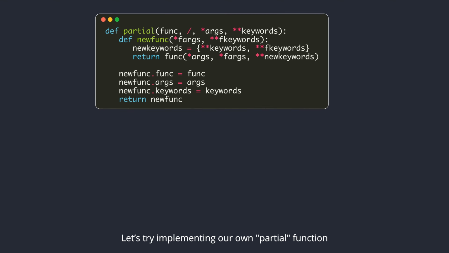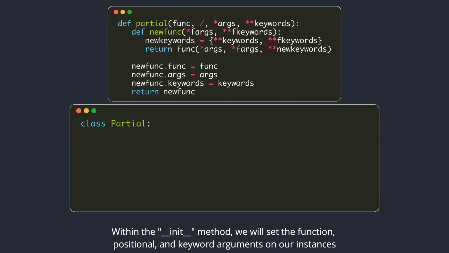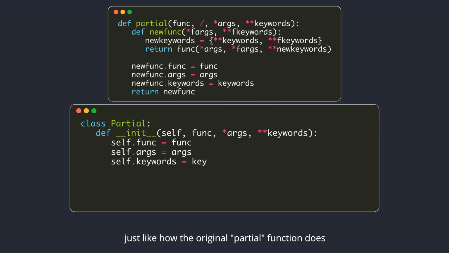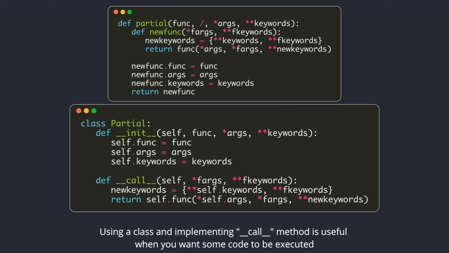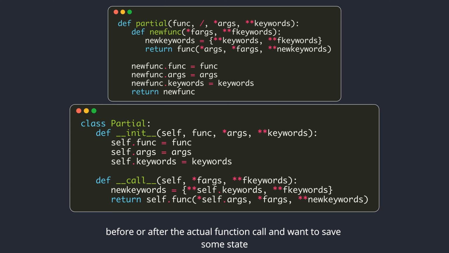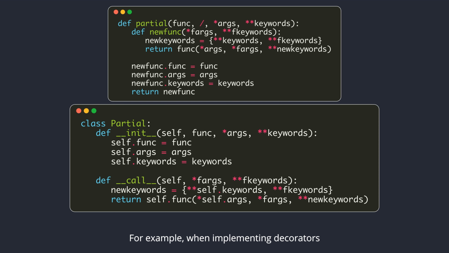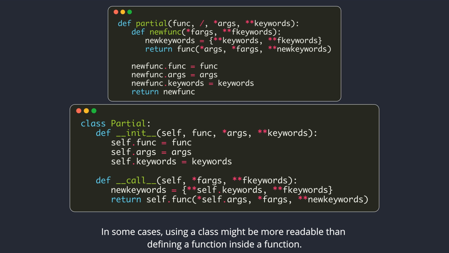Let's try implementing our own partial function. Within the dunder init method, we will set the function, positional, and keyword arguments on our instances just like how the original partial function does. Then within the dunder call method, we merge both the keyword arguments, execute the actual function, and return the result. Using a class and implementing dunder call method is useful when you want some code to be executed before or after the actual function call and want to save some state. For example, when implementing decorators. In some cases, using a class might be more readable than defining a function inside a function.